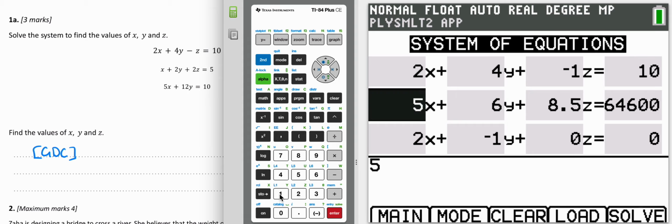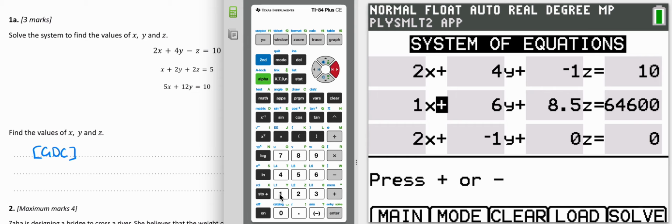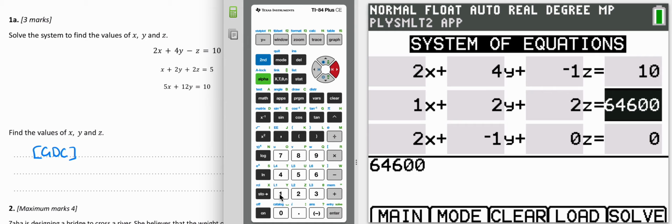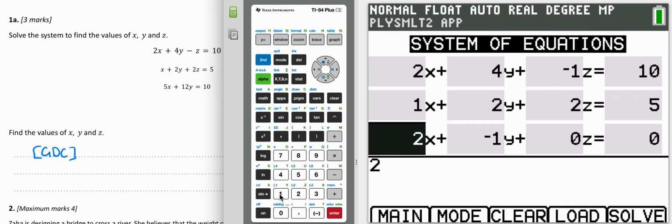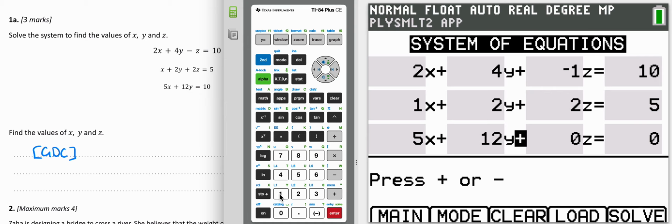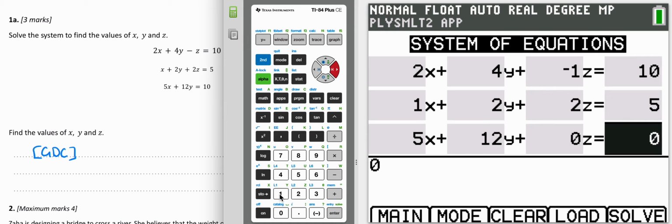And then the next equation, we have 1x + 2y + 2z equals 5. So 1x, 2y, 2z, and that is equal to 5. And then the last equation, we have 5x, 12y, and we don't have any z. So the z is going to stay as 0 in this question. So 5x, 12y, 0z, and that's equal to 10.